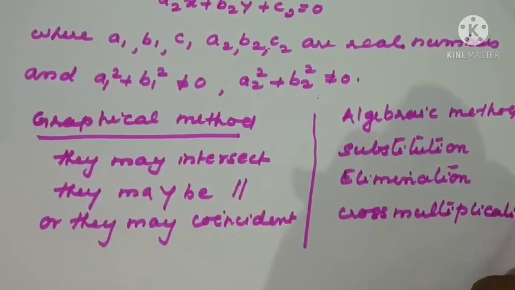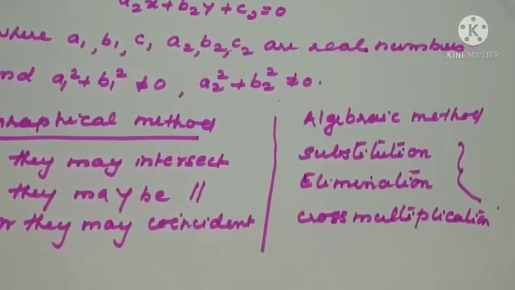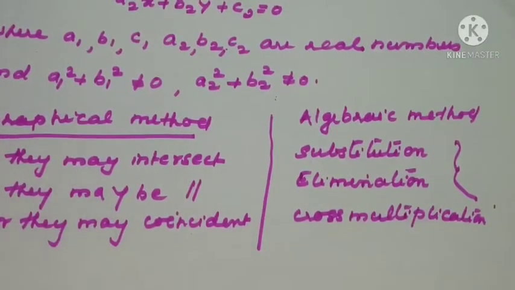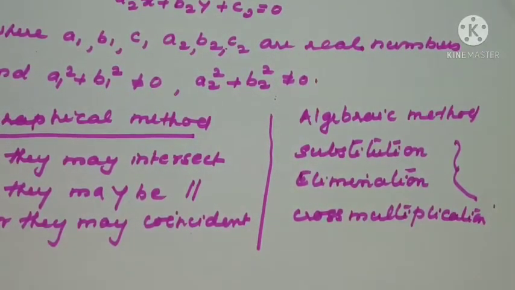So one by one we will learn. All these three methods you have to study for algebraic solving. While in graphical, what will happen, sir? Lines may intersect, they may be parallel, or they may be coincident. So let us see the graphical method first.